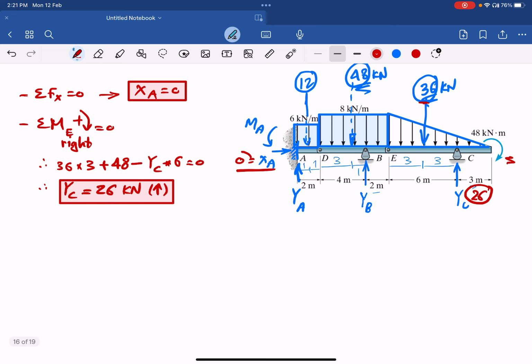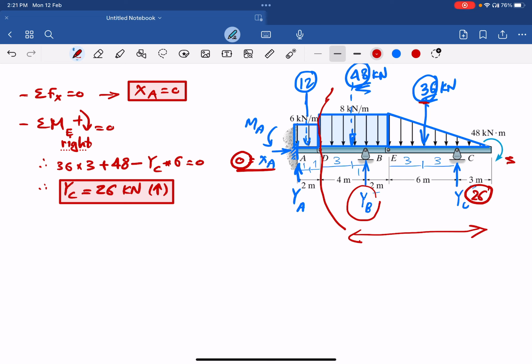And before we have here x at A equal to 0. Now we found YC, we need to get YB. For YB, you can take a moment here for the whole right side, for this part, all D, B, E, C, and we can get the only unknown in this case, which will be YB. It will be a long equation, but let's do it.